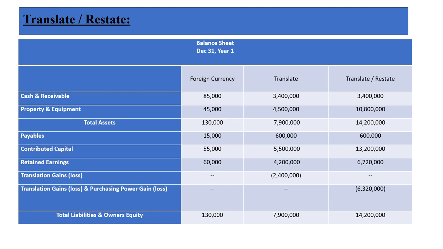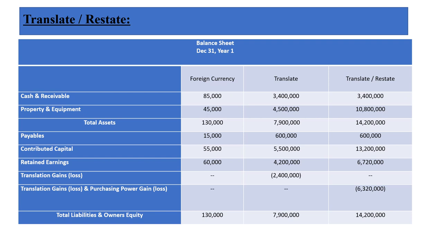Property and equipment, contributed capital, and retained earnings have to be translated at the average rate. At the historical rate, property, plant, because they are non-monetary items. So, 45,000 times 100, 55,000 times 100, 60,000 times. The historical for retained earnings, the average for year one, which is 70. So, we translate.